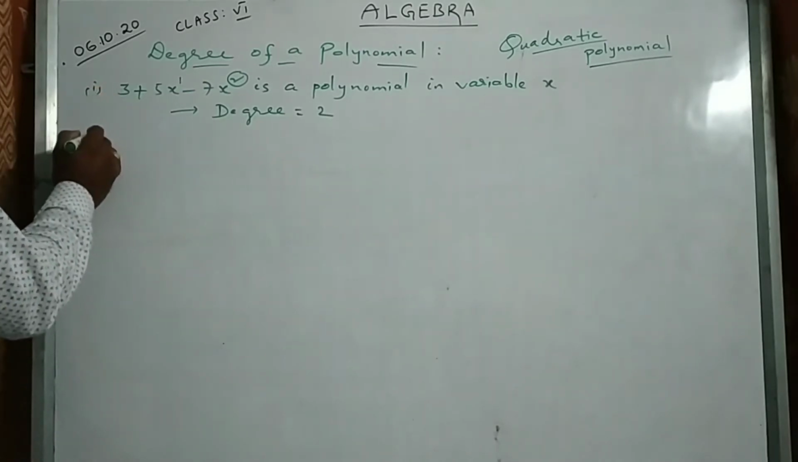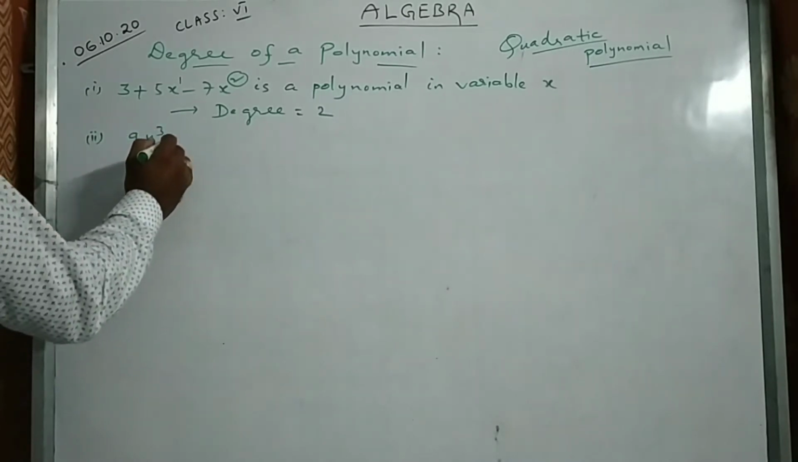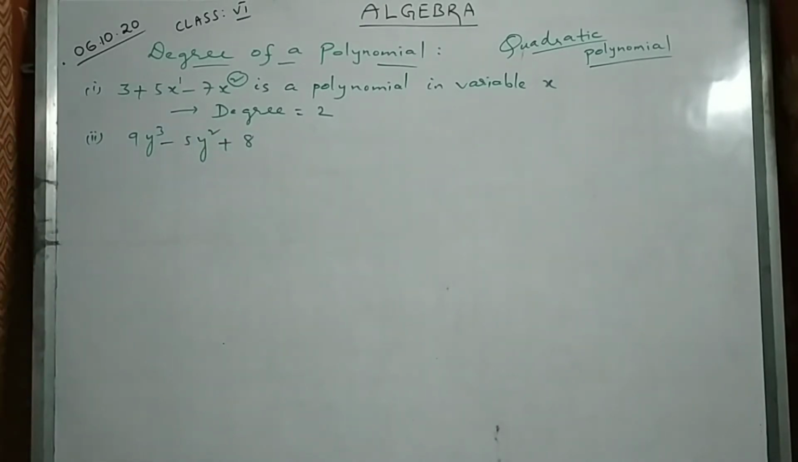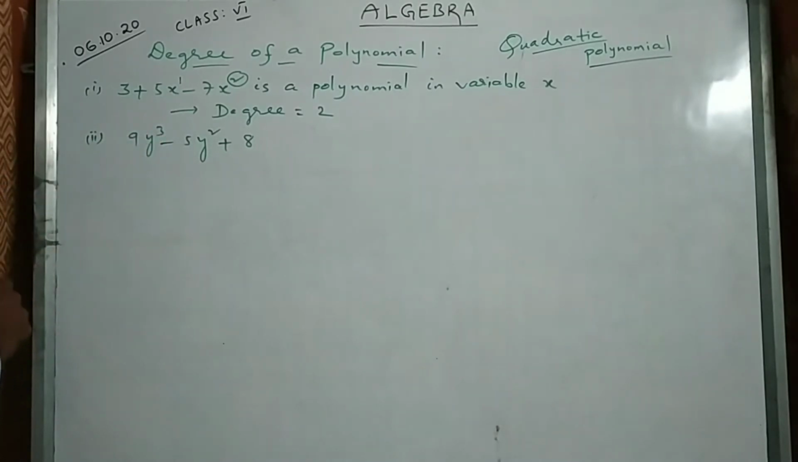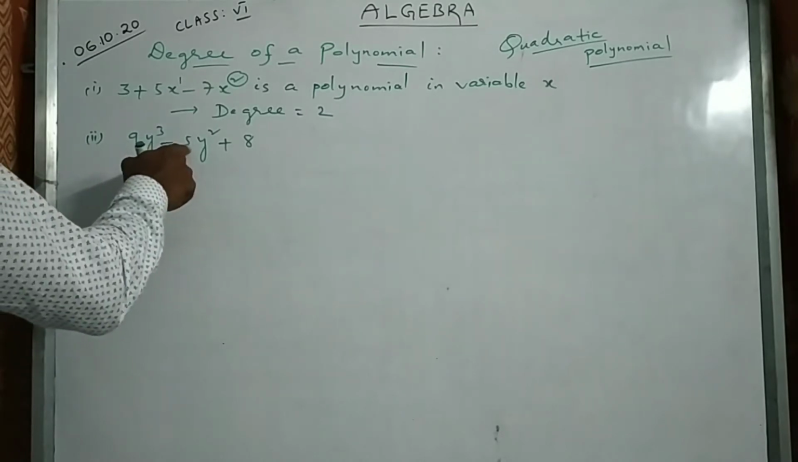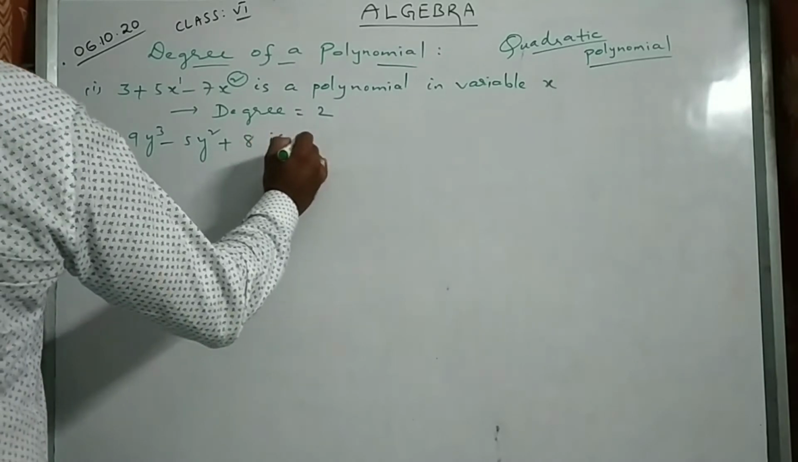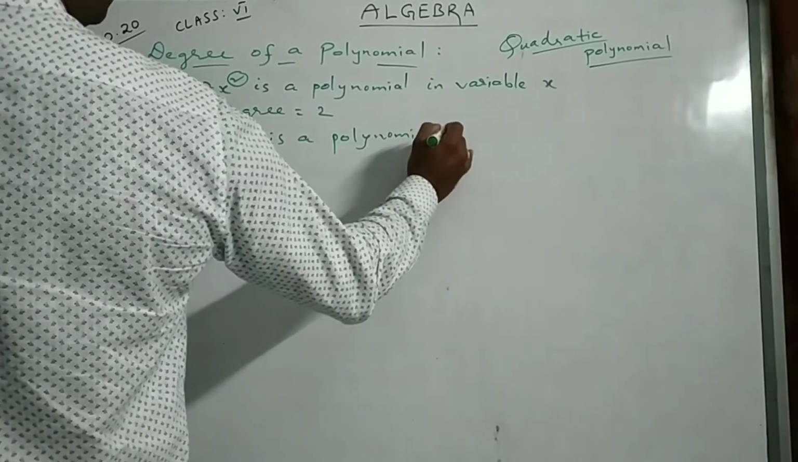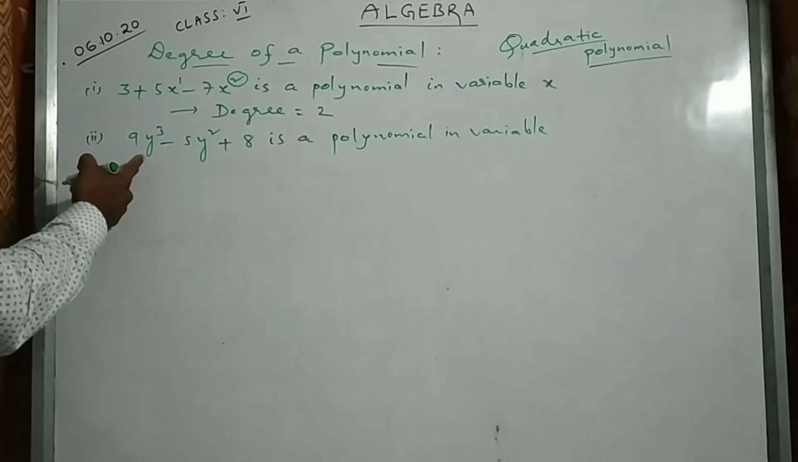Similarly, 9y cube minus 5y square plus 8. When I read, you must listen carefully. 9y cube, 9y to the power 3, 9y cube minus 5y square plus 8 is a polynomial in variable. What is the variable here? Y.